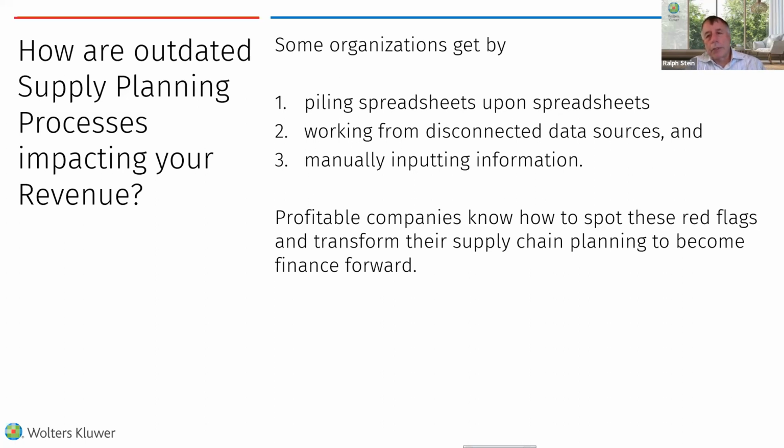And also working from disconnected data sources. So that's partially from spreadsheets, but it's also because you've got a lot of siloed information, being data from sales, data from demand, production, distribution, finance, all working from their own forecast, and usually they don't meet, and that causes overall problems.